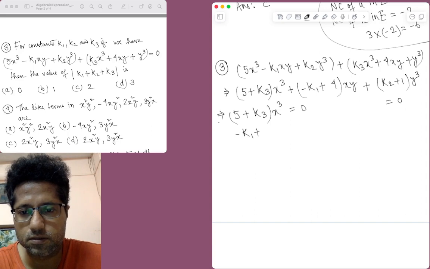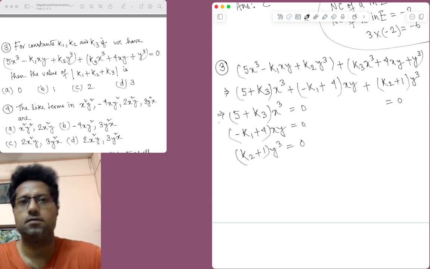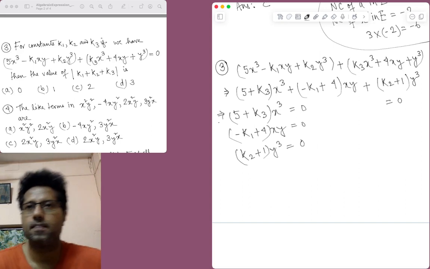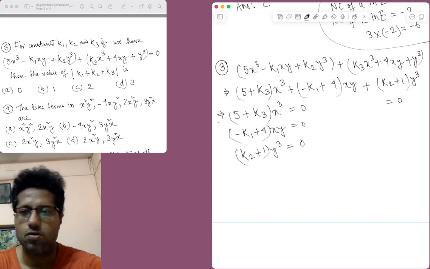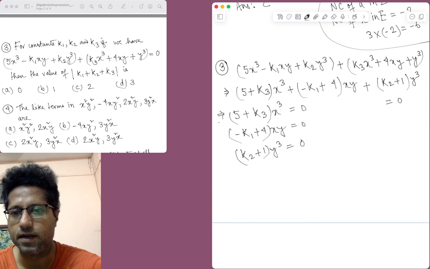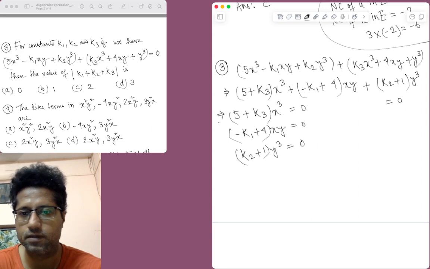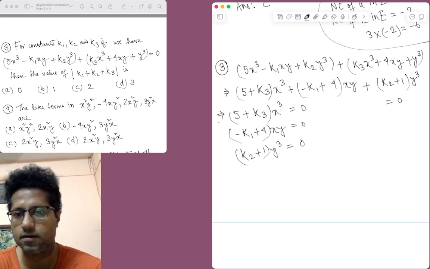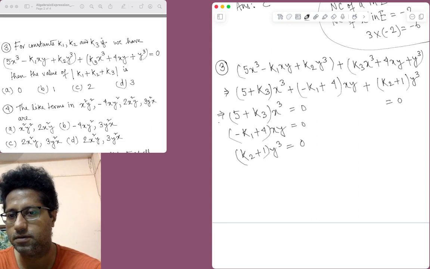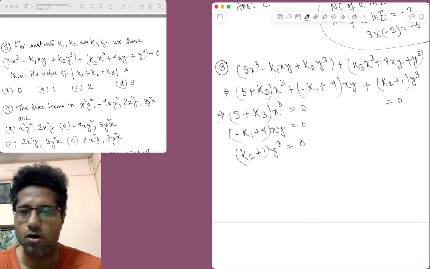minus k1 plus 4 xy, this also has to be 0, and k2 plus 1 y cube, this also has to be 0. Because what does the algebraic expression 0 mean? It's a single term and it's a constant term 0. So definitely on the left hand side, we see three terms, where the first term has literal coefficient x cube, the second term has literal coefficient xy, and the third term has literal coefficient y cube. But they all have to be 0.